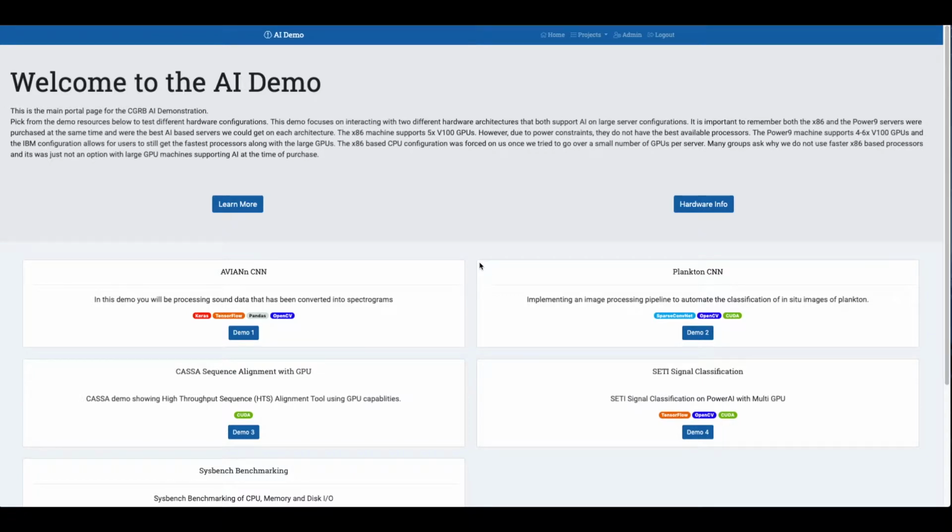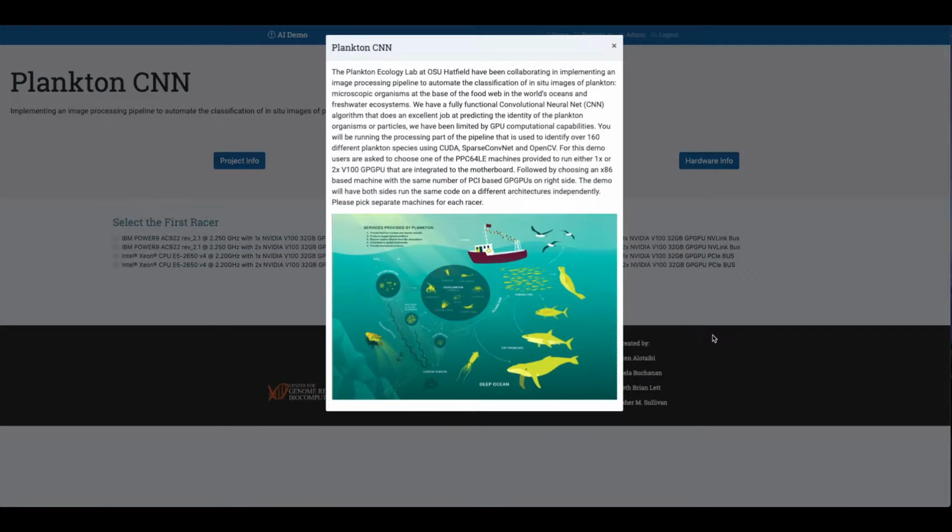Okay, for our second demo, we're going to be running this Plankton CNN. The Plankton CNN was built utilizing the sparse convolutional net from Facebook and OpenCV and CUDA. This one actually allows us to identify plankton in the ocean utilizing video. So we collect video at the ocean, just dragging the video camera behind the boat.